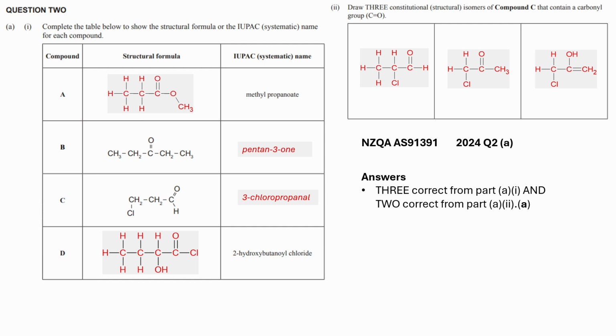If you got 3 correct from part A and 2 correct from part A2, that's these ones, so 3 from here on the left and 2 on the right, you're achieved. If you got all correct in part A, they're going to give you a merit. Well, that's pretty nice. Sorry about that, I just clicked through. So you have an achieved or a merit there.